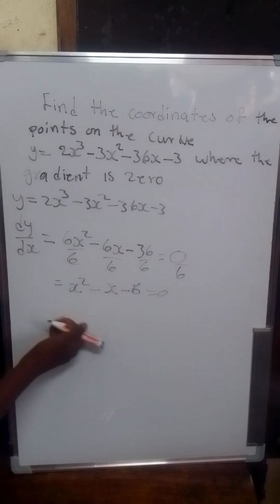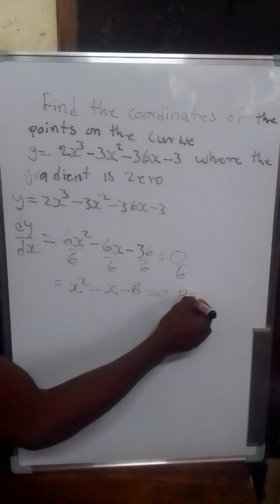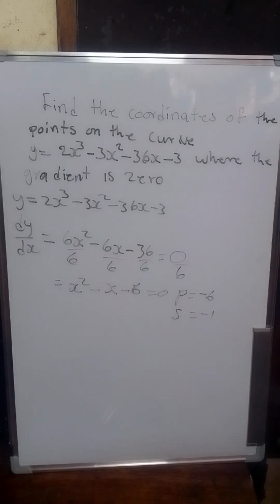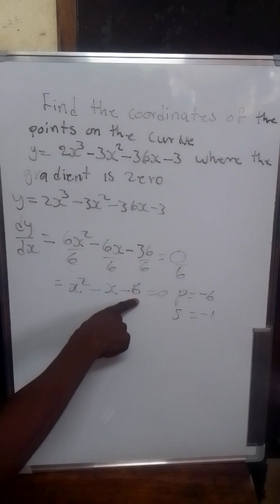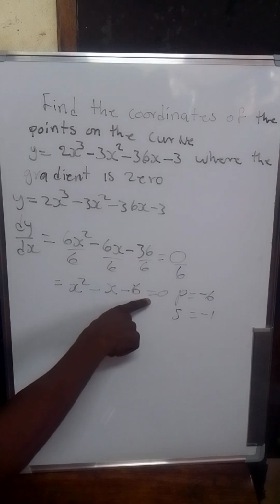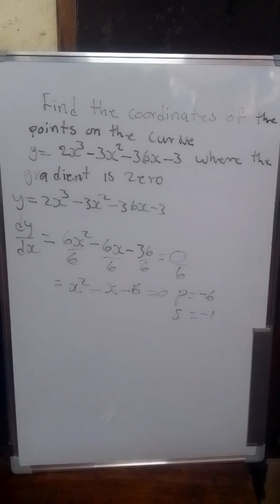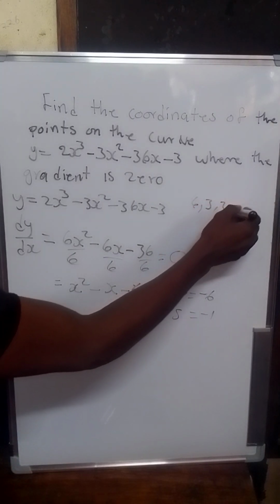Okay, if we use the factorization method, we know that the product is -6 and the sum is -1. So we need to find the two factors of 6 which, when we multiply them, give us -6, and when we add them, give us -1. The factors of 6 are 6 itself, 3, 2 and 1.